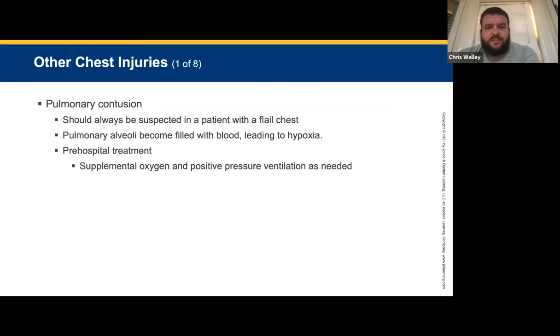Some other chest injuries: pulmonary contusion. It should always be suspected in a patient with a chest injury. The pulmonary alveoli become filled with blood, and blood accumulates in the injured area, leaving the patient hypoxic. Again, pre-hospital treatment is oxygen. If you notice, there's a lot of things that we can't do.